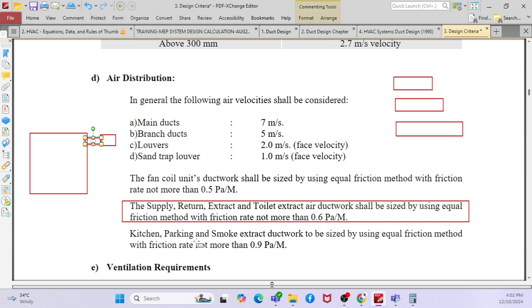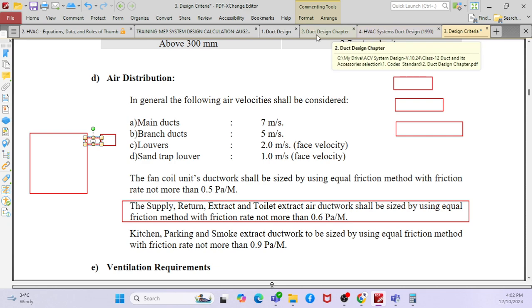If you talk about kitchen, parking applications, smoke extract duct, or some other applications, you can go up to 0.9 pascal per meter. So the range can be 0.8 pascal per meter to 1 pascal per meter. Clear, right? Okay, so this is the duct design criteria.